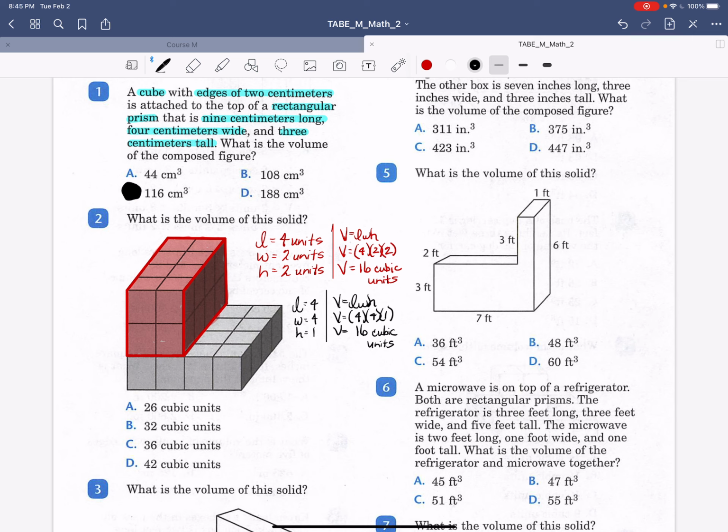And they're connected, so we put those two together. We have 16 and 16. I'm liking B on this one for 32 cubic units.